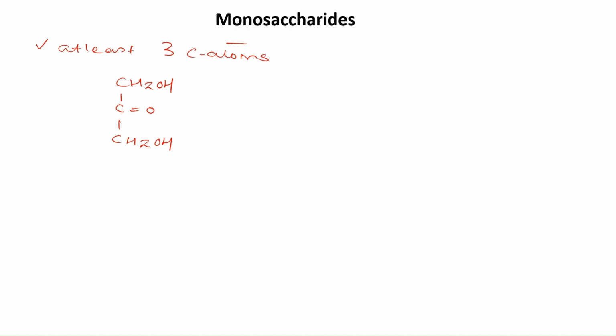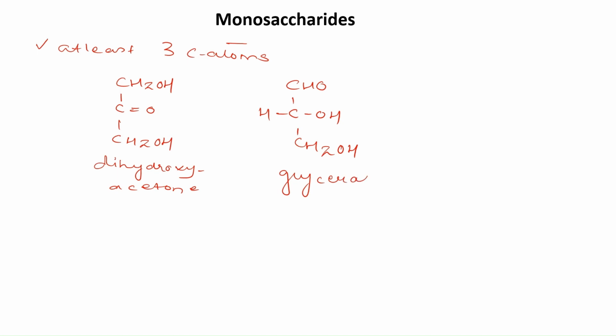CH2OH, C double bond O, CH2OH. This is dihydroxyacetone. And another one is glyceraldehyde. Both contain 3 carbon atoms. Carbon number 1, carbon number 2 and carbon number 3. Here also carbon number 1, carbon number 2 and carbon number 3. So both the monosaccharides contain 3 carbon atoms.